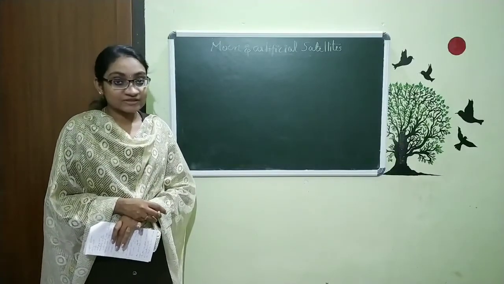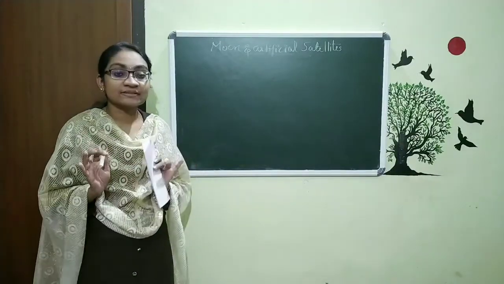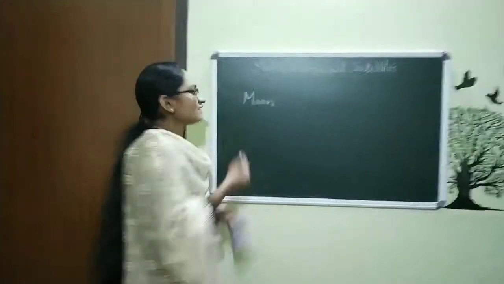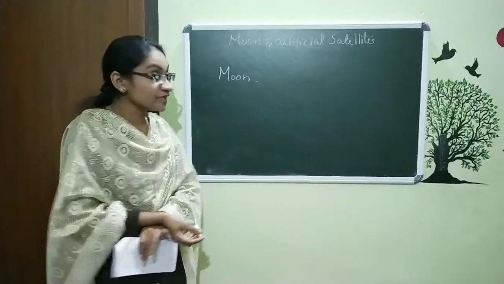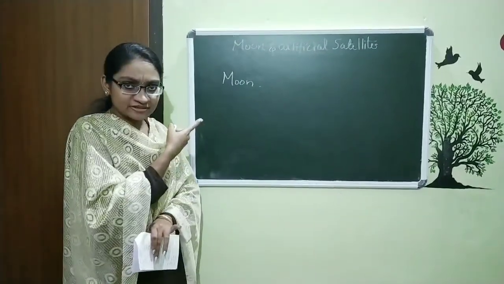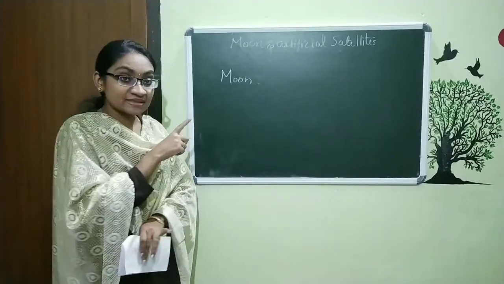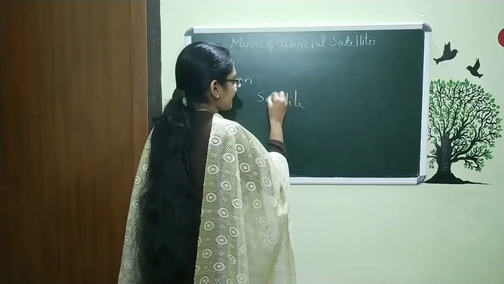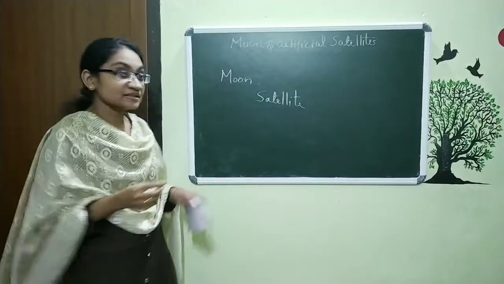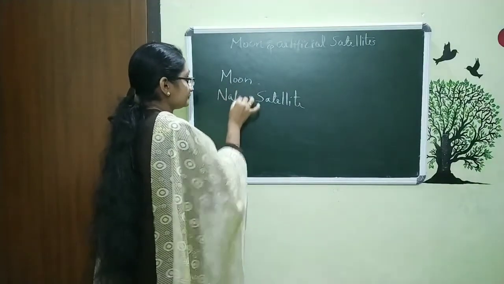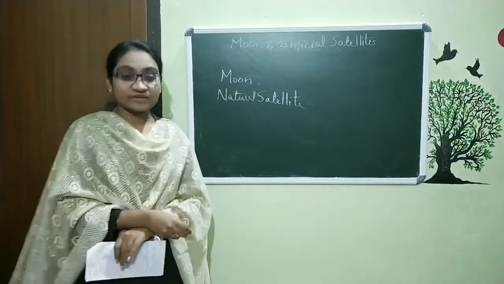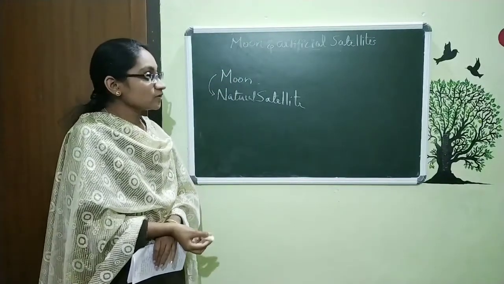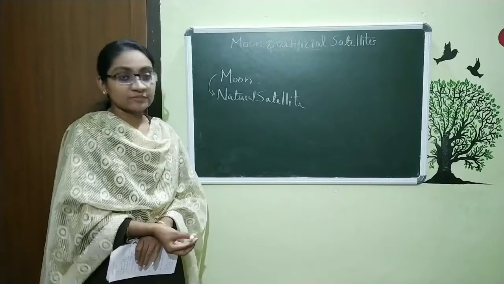In the last class, we started this chapter and discussed some of the things about the moon. So, what is this moon? Is this moon a planet? No, we know this moon is a satellite. And what satellite? It is a natural satellite. So we can say moon is a natural satellite. And now we are going to study further things about the moon.